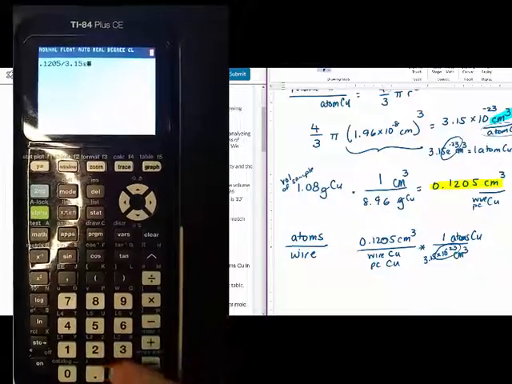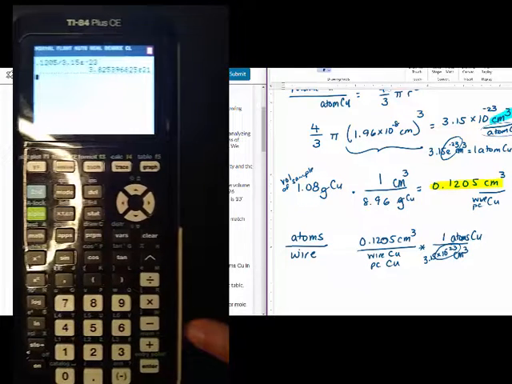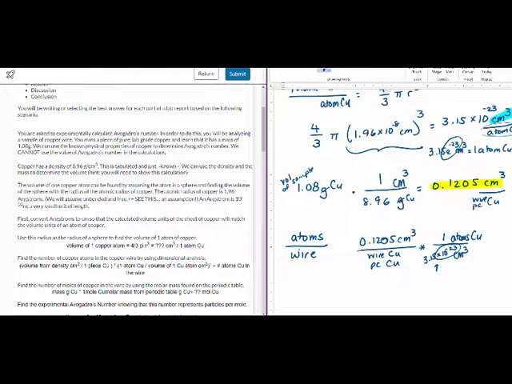So now when I perform this calculation, it would be 0.1205 divided by, and then you may have to put in parentheses depending on how you're working your calculator, 3.15 times 10 to the negative 23rd. You should end up with 3.82 times 10 to the 21st, and that is atoms of copper per piece, or per the sample, per the wire, per the piece. All of these are going to mean the same thing for our piece.